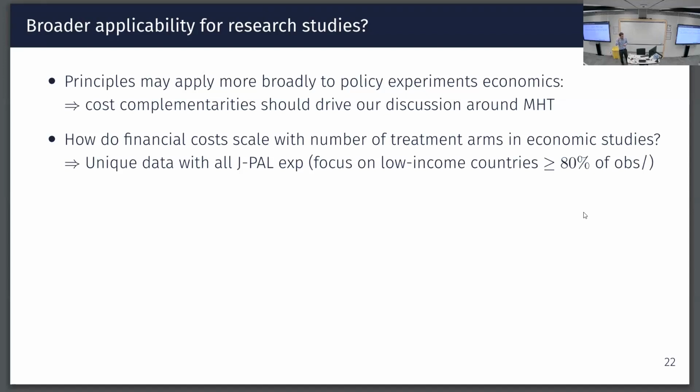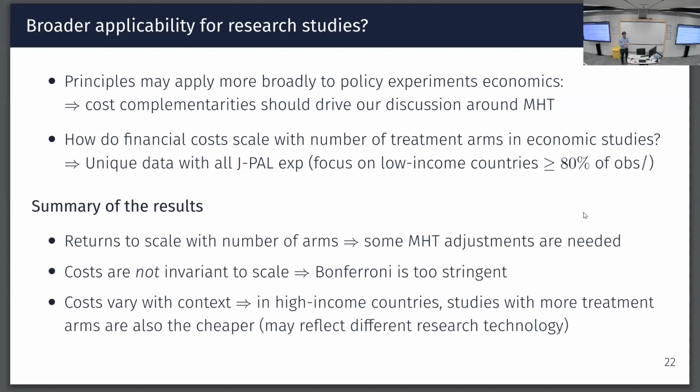And so what we do is that we're going to look at the universe of experiments which have been funded by J-PAL, this organization which funds experiments mostly in developing countries, and so we're going to focus on experiments in low-income countries. Although I want to warn you that recently J-PAL expanded their activities in North America as well. So there are some experiments in North America and there is heterogeneity, so I'm going to be clear in a minute.